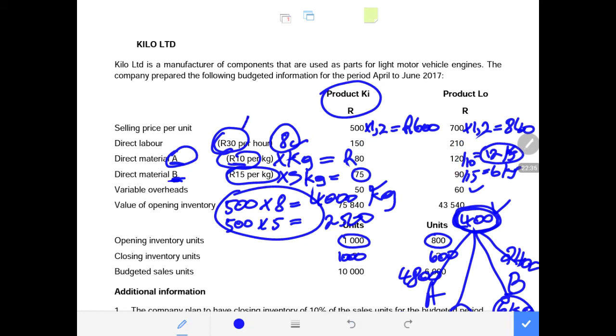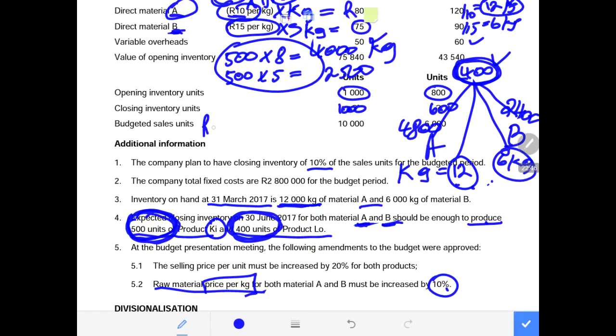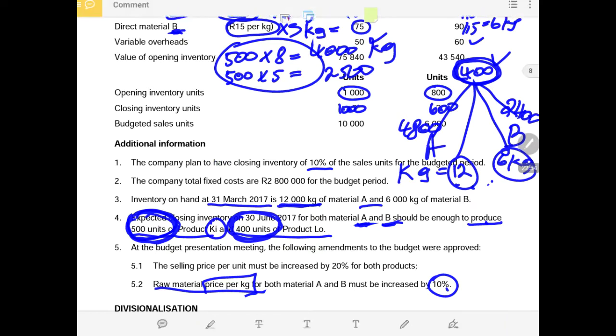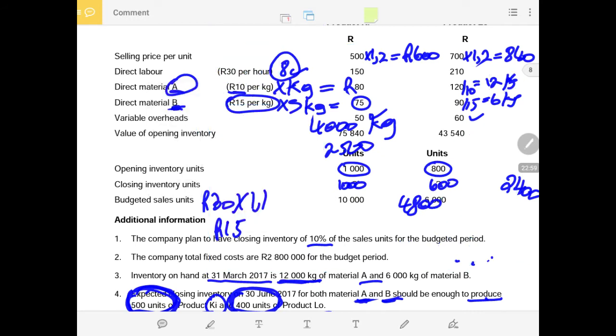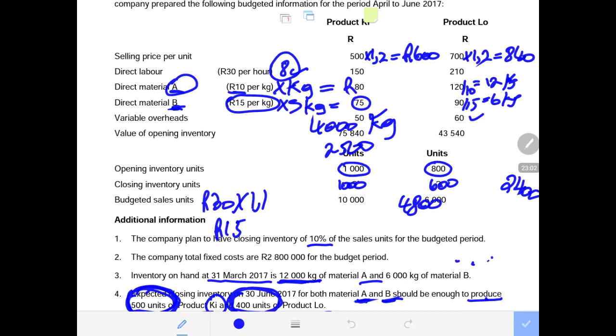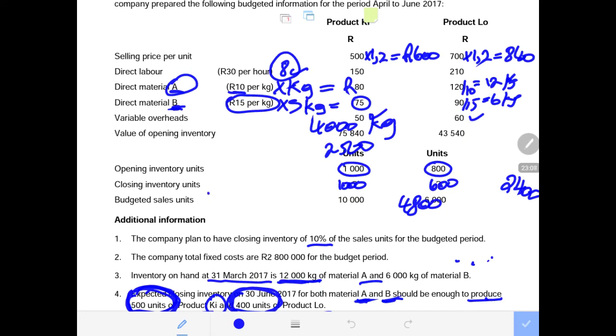That means we are to increase that 30 rand by 1.1 and that 10 rand by 1.1. I think it was 10%. Yes, it's 10%. So now that means 30 rand, let me just write 30 rand by 1.1 and 15 rand. No, 30 rand is the labor. It is 10 rand and 15 rand. So now we'll be increasing the 10 rand and the 15 rand by 10%. That means 10 by 1.1 and 15 by 1.1.